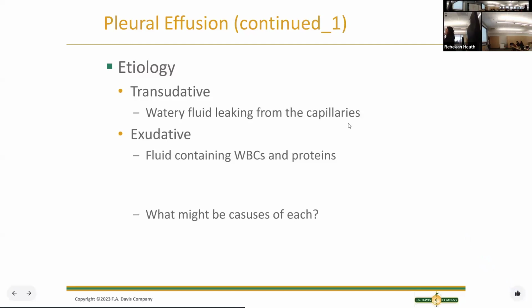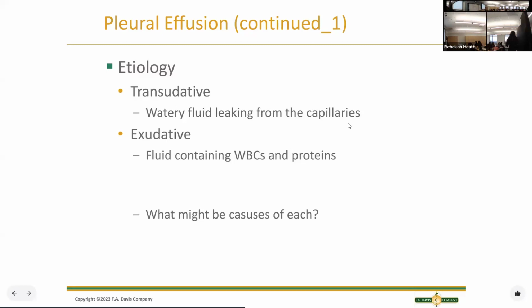So transudative is more of just that serous fluid. It's just fluid that's building up, leaking out from the cells and the capillaries. The exudative, that's the infection that's causing it. I think I just gave you the answer to the question. So the exudative has all those white cells and usually some not so nice drainage.